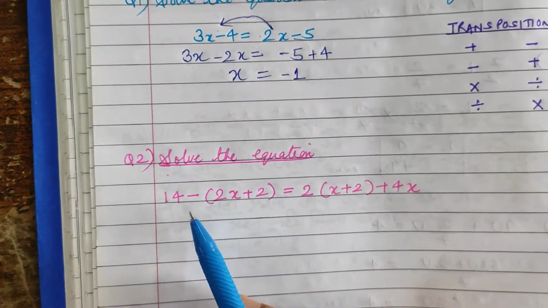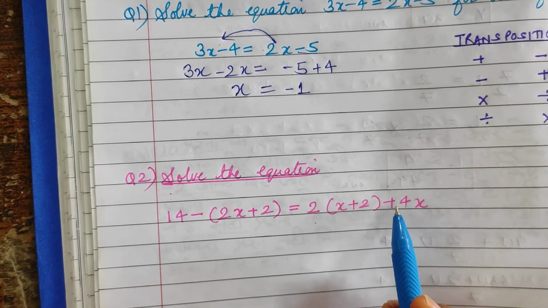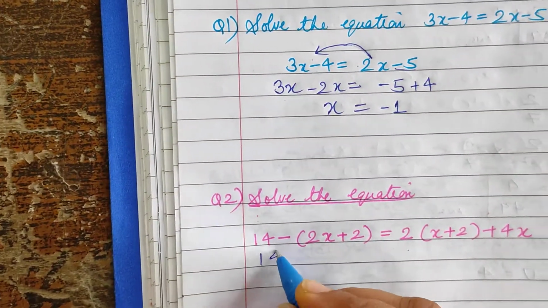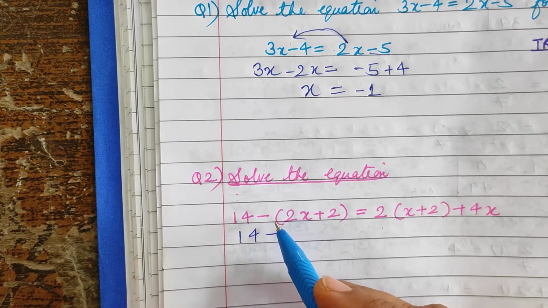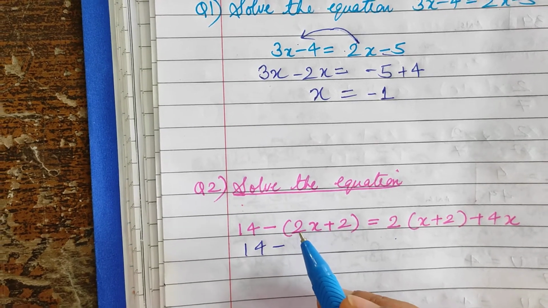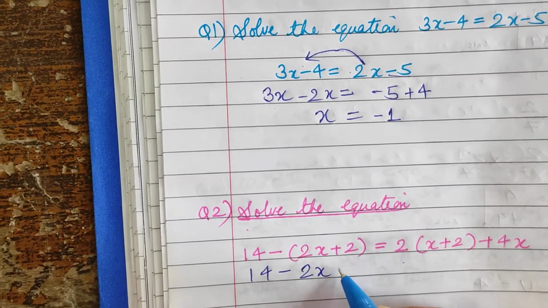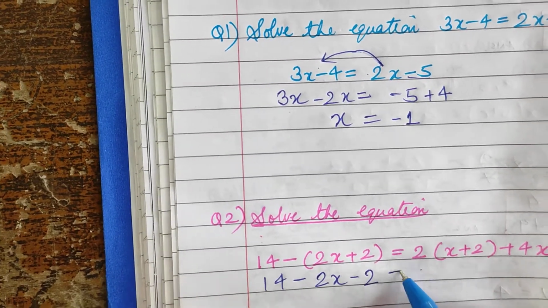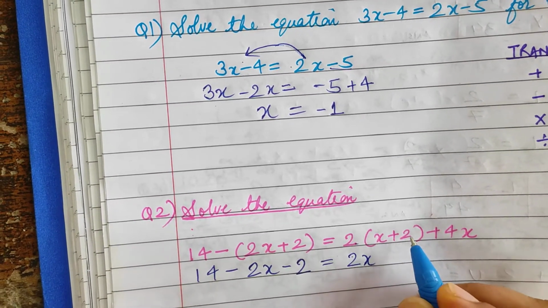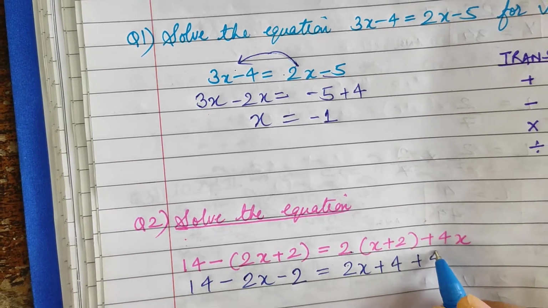Similarly, the second equation is 14 minus (2x plus 2) equals 2(x plus 2) plus 4x. So according to BODMAS, first we will be solving the bracket. So this is 14 minus. Here nothing is written, that means it is 1. So we have to multiply all the terms of the bracket by minus 1. So minus 1 into 2x, so minus 2x. Similarly, minus 1 into 2 is minus 2. Here we have to multiply 2 with this x, so 2x, and 2 with this 2. Sign will be plus, 2 twos are 4, and plus 4x.